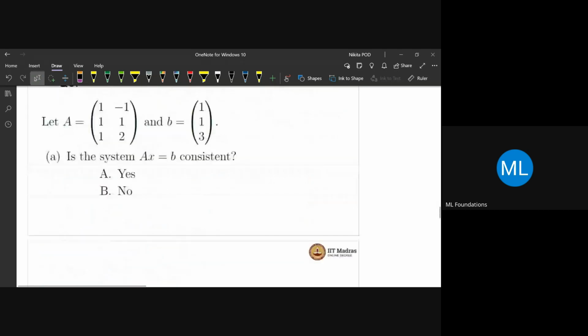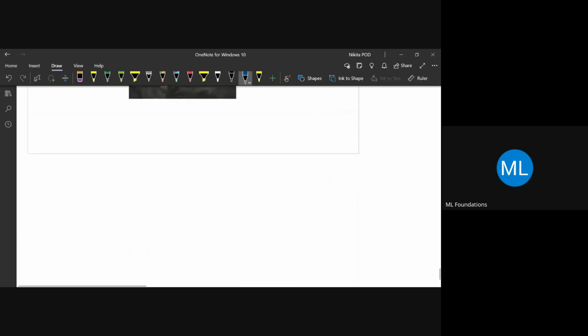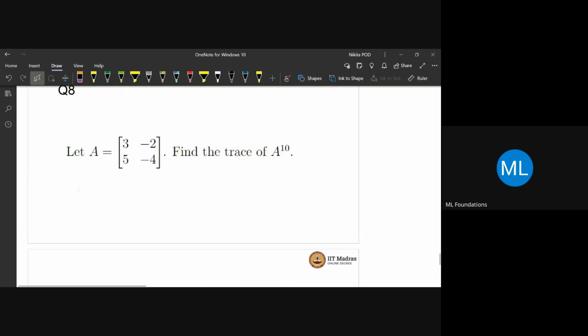I have one question. You have a matrix given to be here, which is 3, 5, minus 2, minus 4. So how do you find the trace of A to the power 10?